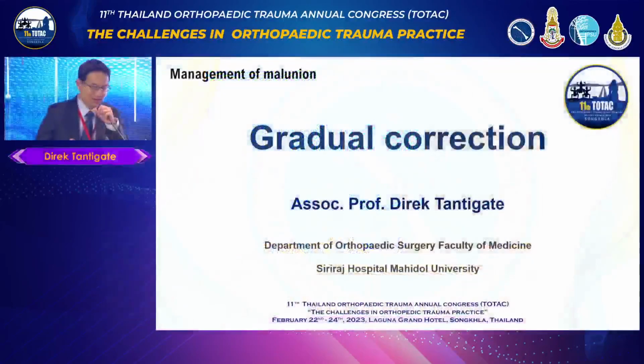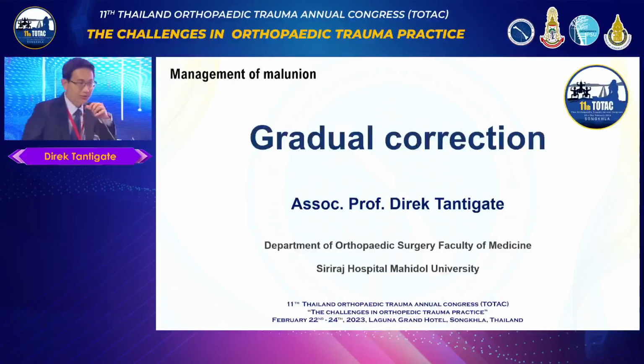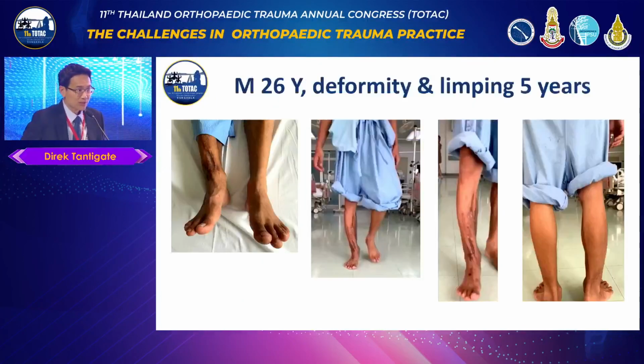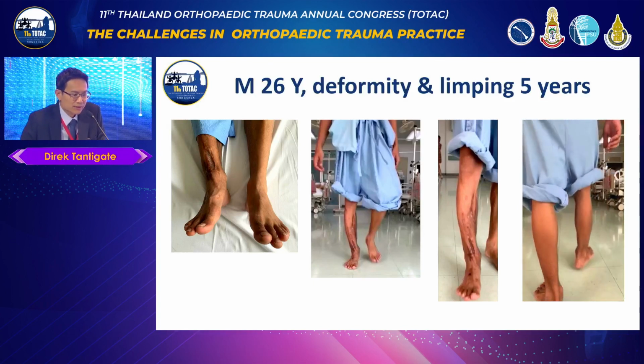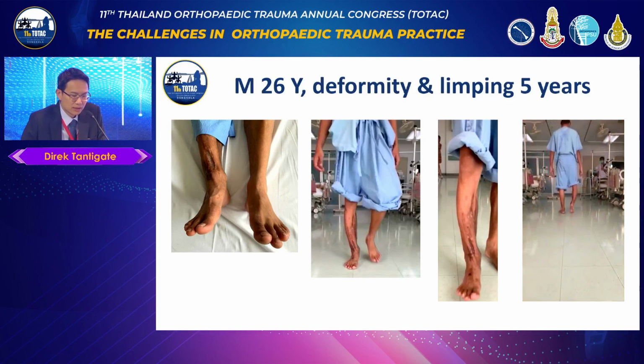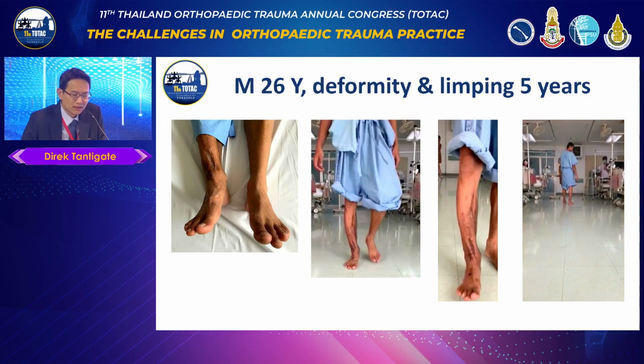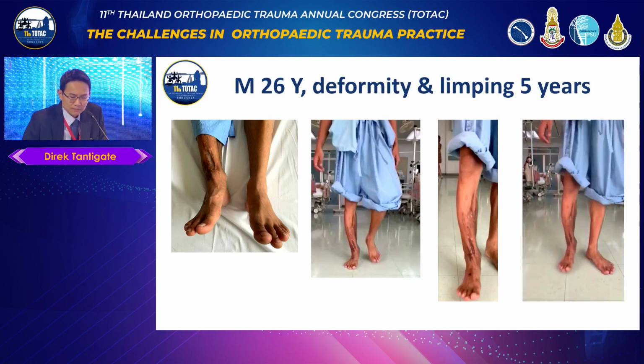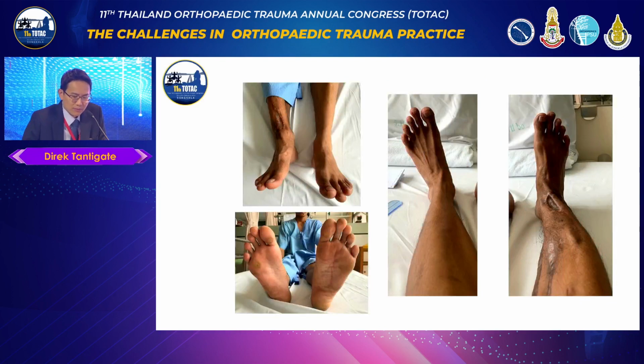Good morning. Thanks for having me here. Some of you might not have seen this case before. This is a 26-year-old male who presented with a deformity and limping for 5 years after injuries. This is the clinical picture of his leg, and he is walking with a limp. He has a bad scar at the distal right leg.